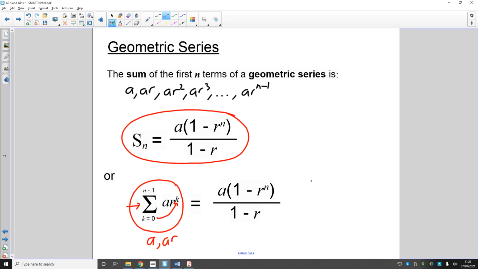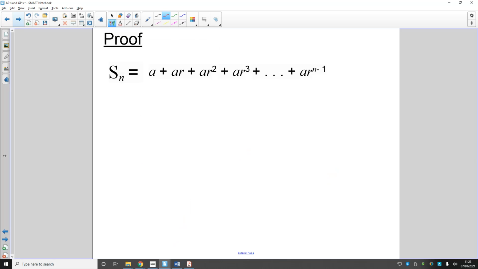So if I wanted the sum from k equals 0 up to 7, then it includes 0 up until the 8th term, because this is n minus 1. So there would be 8 terms in this sequence, although it's got 7 on top of the sigma. So we're going to focus on this one here.